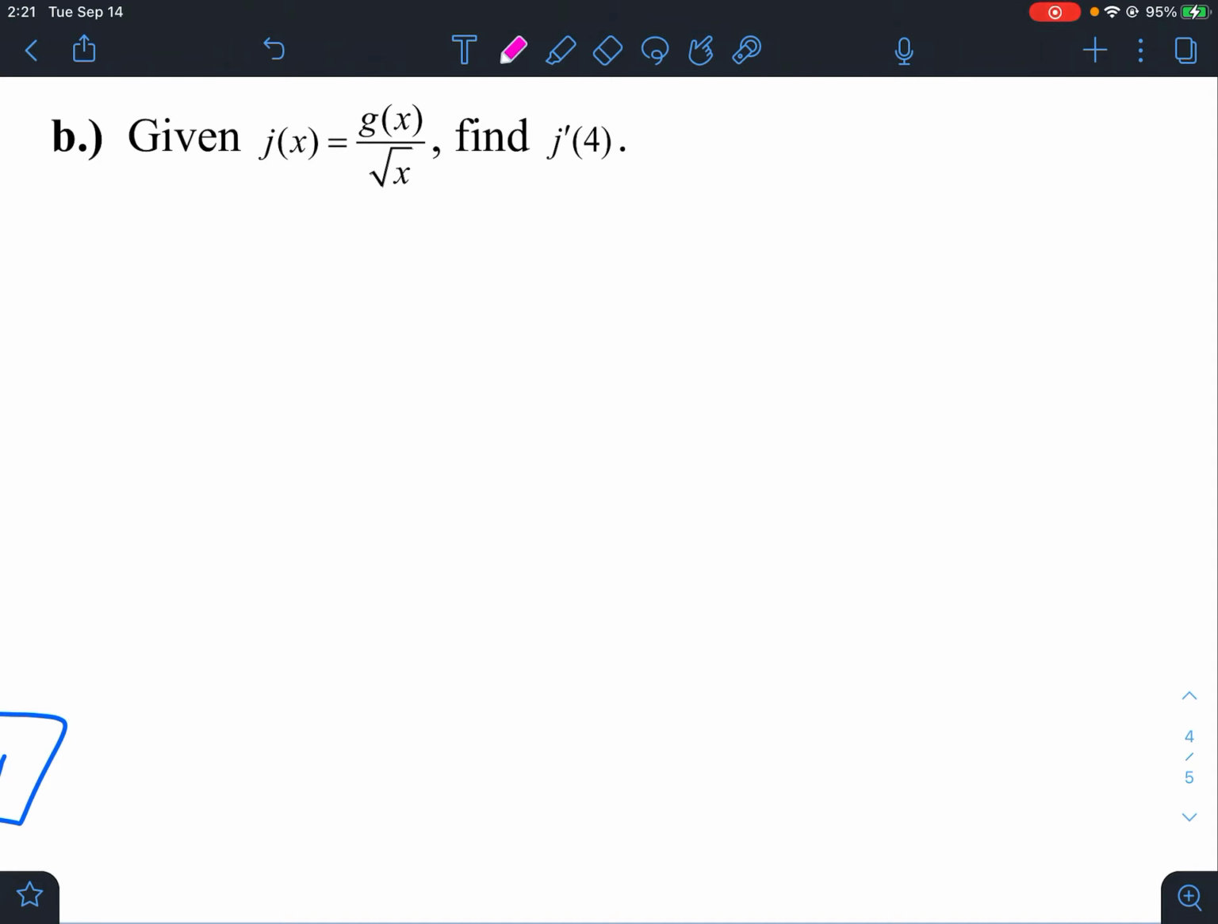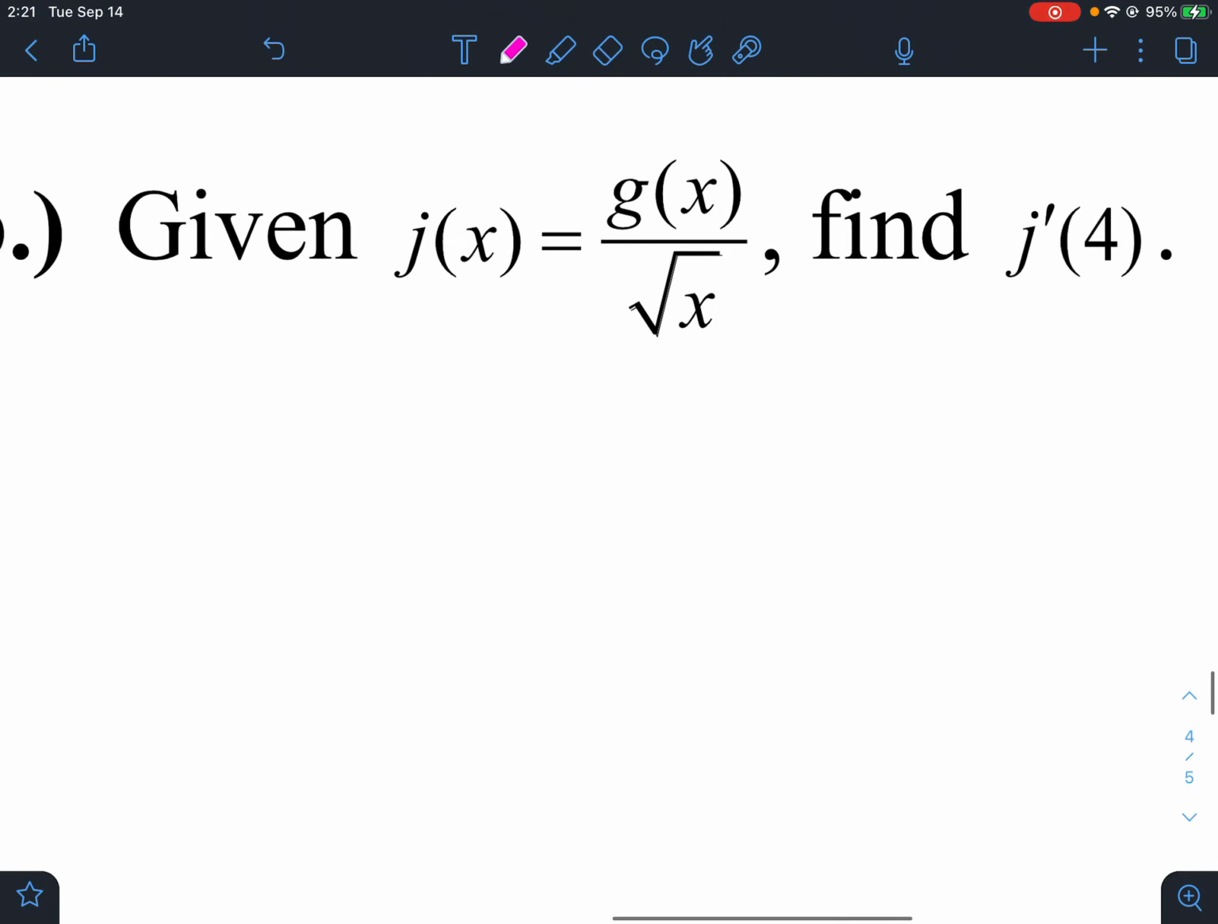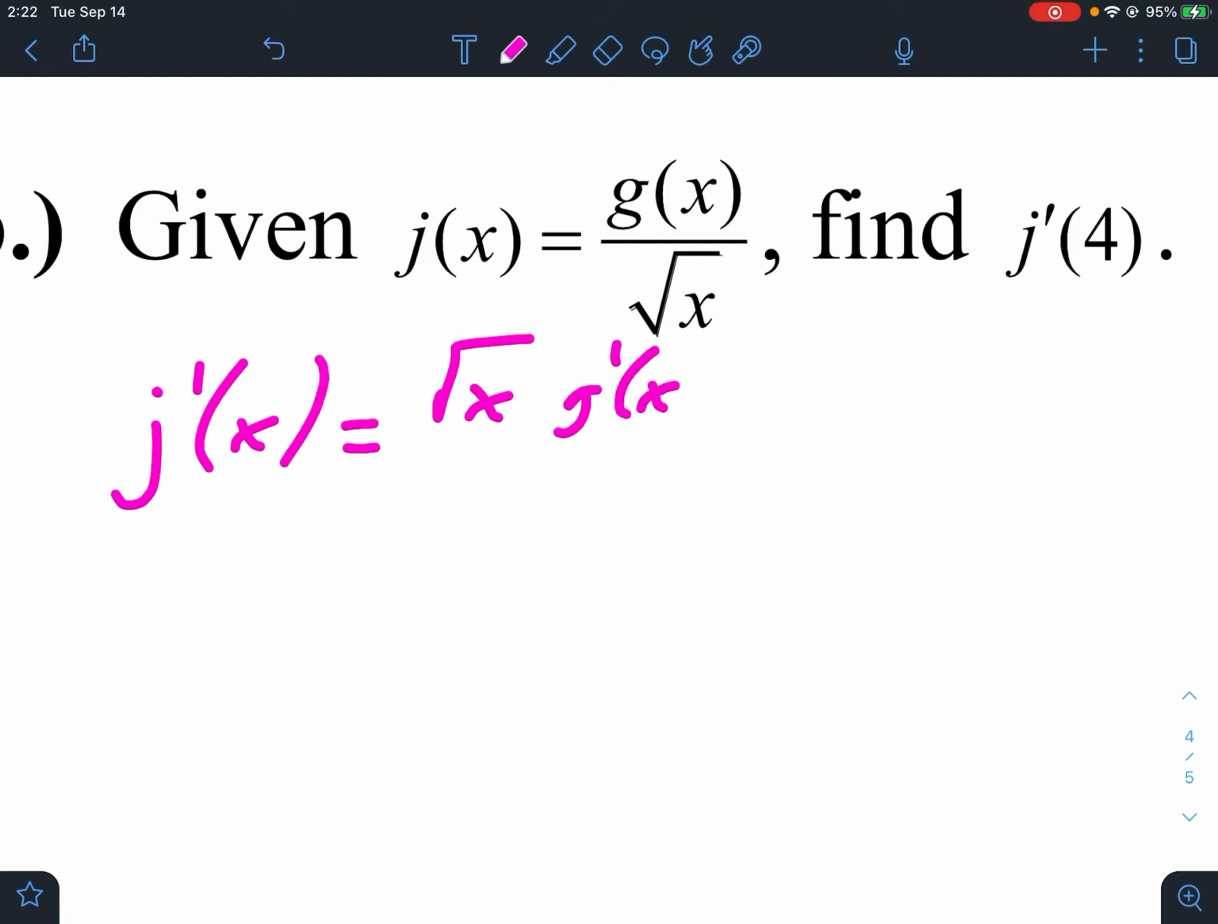Here we have j of x, which is equal to g of x over root x, which is, again, a quotient which we cannot simplify, so we're going to use the quotient rule again on this problem. So j prime of x equals the denominator times the derivative of the numerator minus the numerator times the derivative of the denominator.